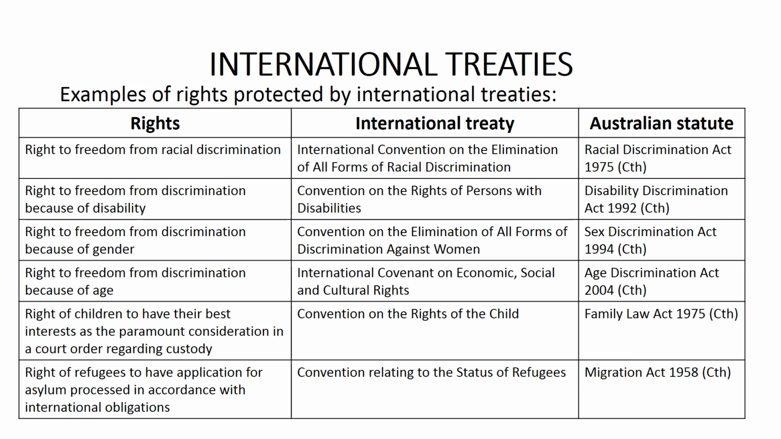And the final example I've given you here is the right of refugees to have their application for asylum processed in accordance with international obligations. That is a right which is created by the Convention relating to the Status of Refugees, and we find that right reflected in the Commonwealth Migration Act of 1958. Now again, you don't need to remember all of these rights, international treaties and Australian statutes.